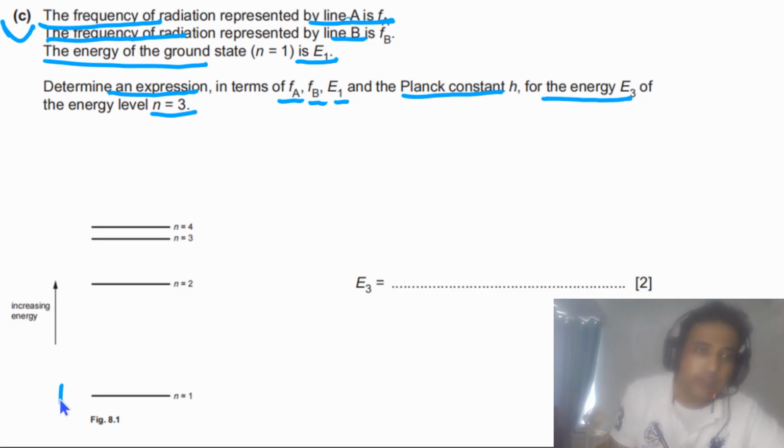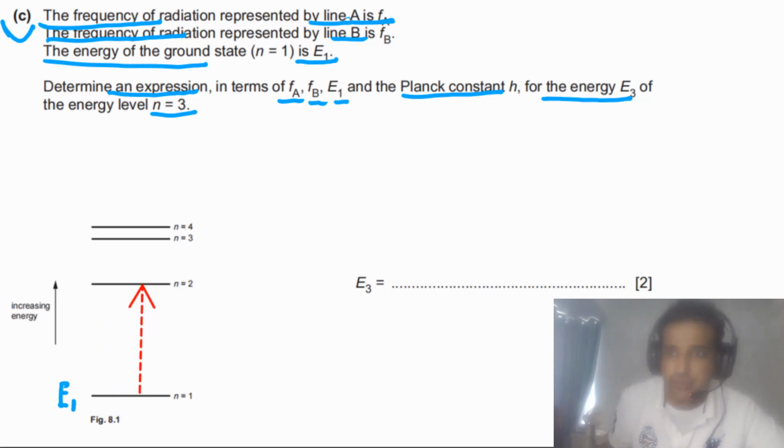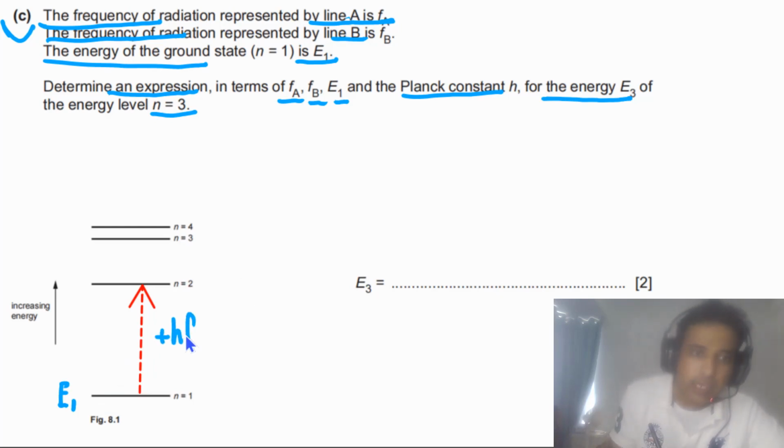For this one, it is given that the energy of the ground state is E1. When we move from n=1 to n=2, energy is increasing, and the energy increases by h f sub A. So the energy at this point we can write as E2. E2 has to be equal to E1 plus h f sub A.